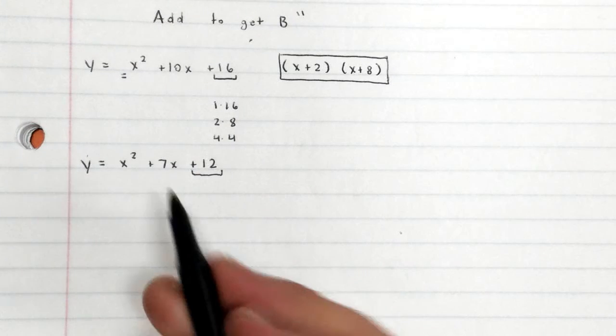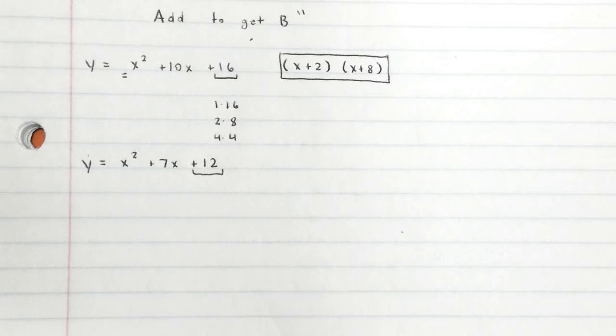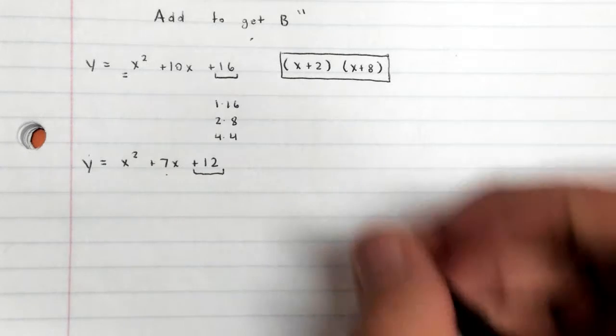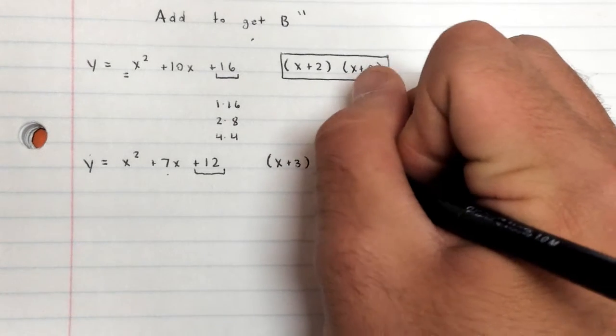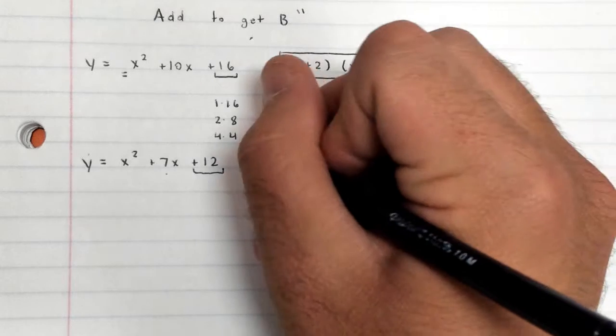Alright, factors of 12. Things that multiply to give 12, yet add to equal 7. Well, I'm thinking through my head. 1 and 12, 2 and 6, 3 and 4. Oh, yep, 3 plus 4 is 7. So my factors are x plus 3 and x plus 4. Nailed it.